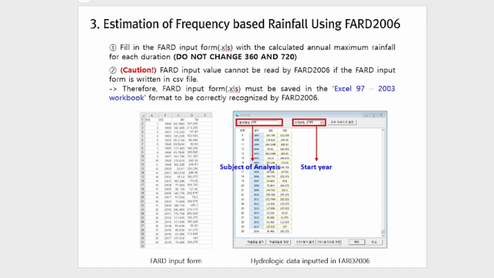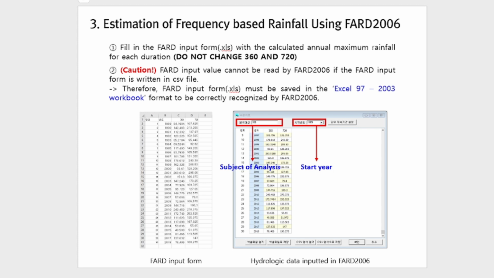To start using FARD, fill in the FARD input form in the Excel file with the calculated annual maximum rainfall for each duration. And when you do this, do not change anything that's already in the FARD input form. Just fill in the numbers that you got using the Excel spreadsheet earlier.